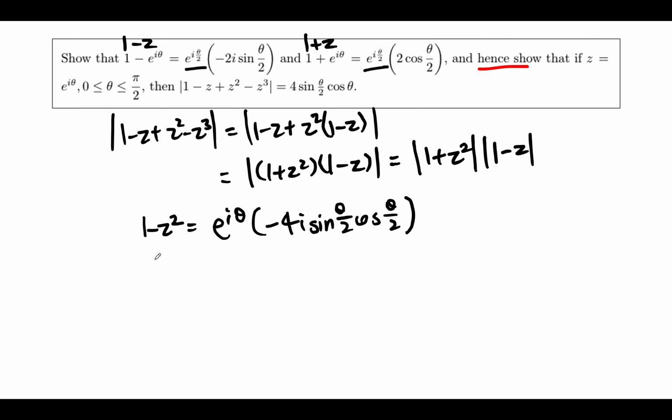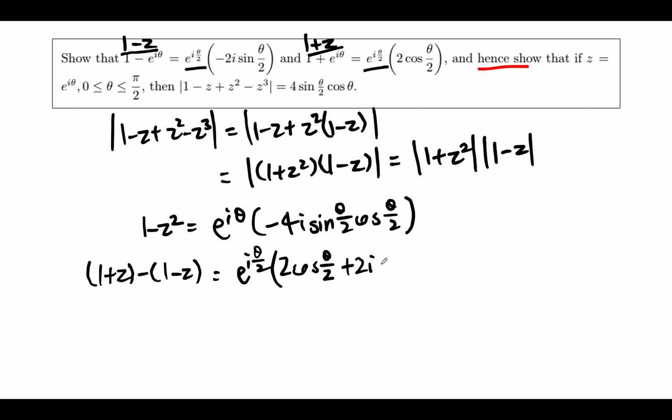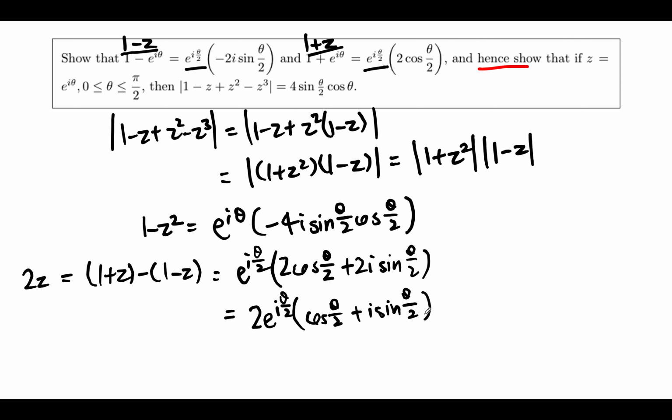Right, and then now we have to find 2z squared. So next, we are going to take this and subtract it with this. So 1 plus z minus 1 minus z will give us e to the i theta over 2 times cosine theta over 2 minus 2i sine theta over 2, so it becomes plus. Right, so this is actually equal to 2z, and it's equal to 2 e to the i theta over 2 times cosine theta over 2 plus i sine theta over 2. So we can just cancel out the 2, and we get z equals e to the power of i theta over 2 times cosine theta over 2 plus i sine theta over 2.